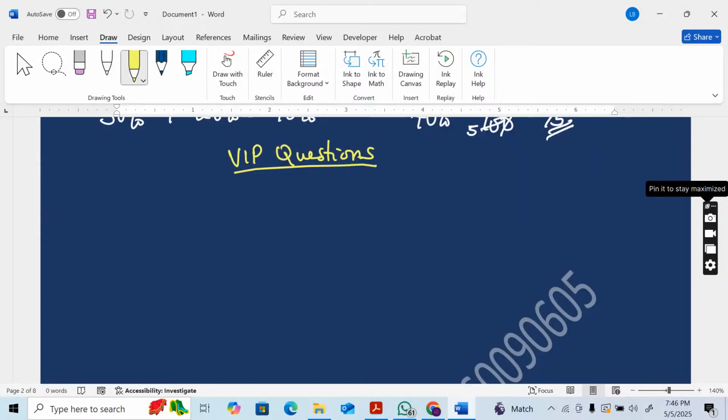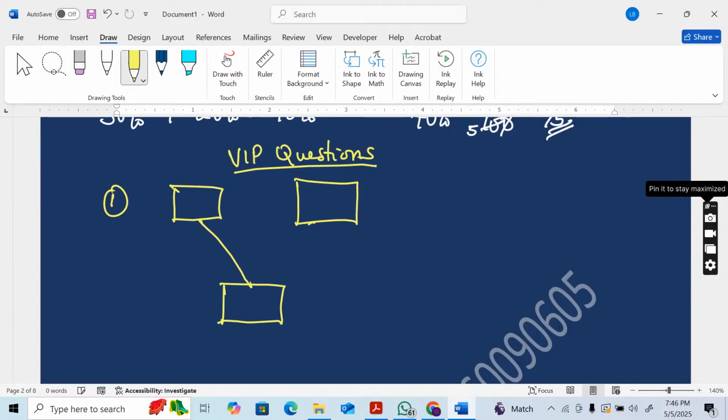All right, so VIP question. Who will win this question? Question 1. Everybody draw this diagram. Who will win this? So I have 3/5. Right down here, I have 85%. I don't know what will be in this box. So what will your answer be?